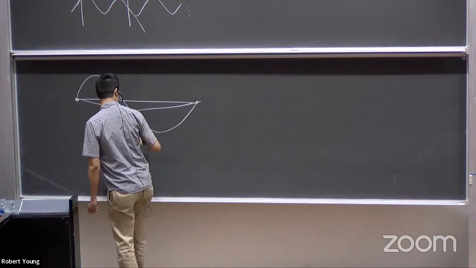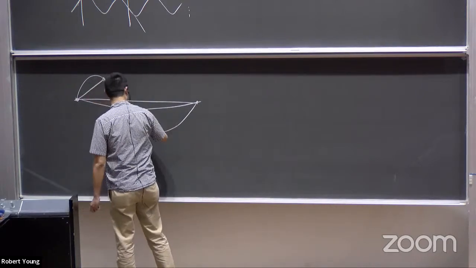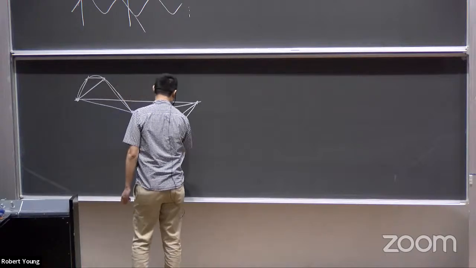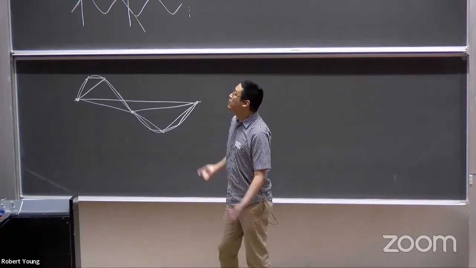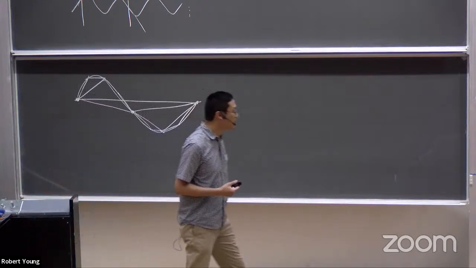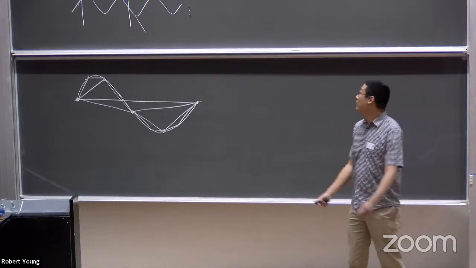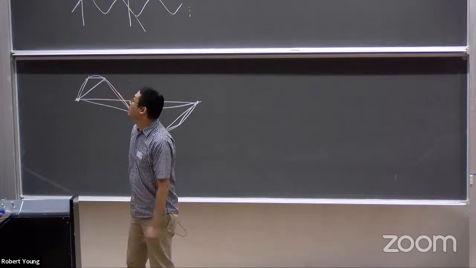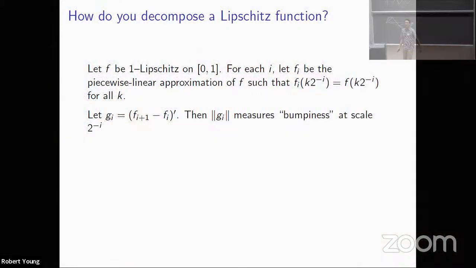And then repeat at a smaller scale: take midpoints of those intervals, connect them by straight lines, take midpoints of those intervals, connect them by straight lines, and so on and so forth. Let's call these approximations f sub i, and then we can use these f sub i to measure how bumpy the function is, how much the function changes when we approximate at one scale versus the next. So we'll define g sub i to be the derivative of the difference f sub i plus 1 minus f sub i. This measures how much the slope changes when you go from one scale to the next. This roughly measures how bumpy the function is at a given scale.